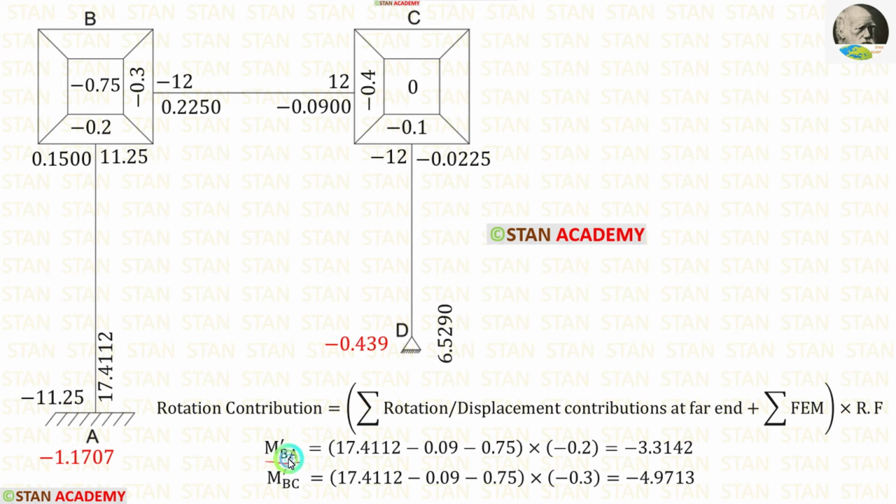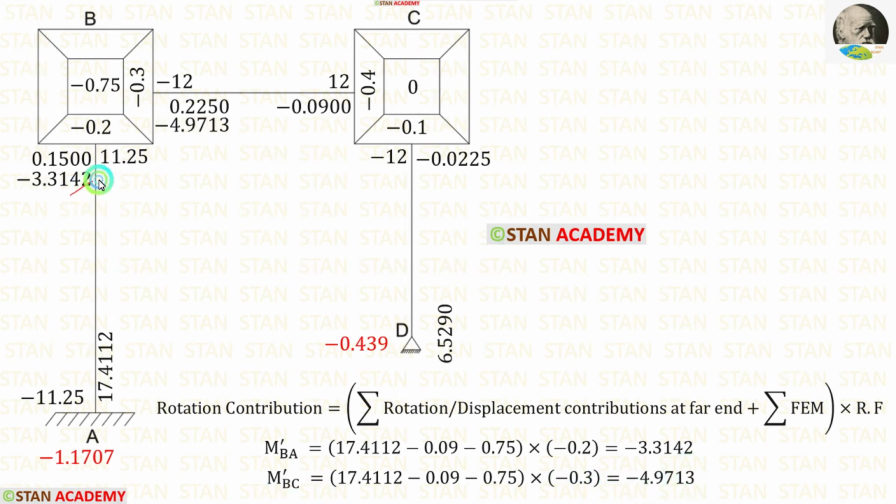Now let us find M'BA. Now in the point A, we have the displacement contribution, and in the point C, we have the rotation contribution. The summation of the fixed end movement is minus 0.75. The rotation factor for BA is minus 0.2. Finally, for M'BA, we are getting this. We know that for M'BA and M'BC, all of the values will be same except the rotation factor. The rotation factor for BC is minus 0.3. After the calculation, we are getting M'BC. Let us apply the value of M'BA and M'BC.